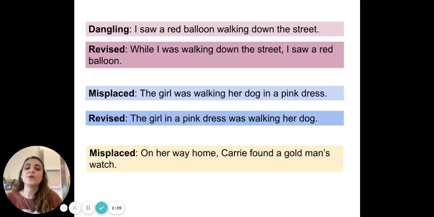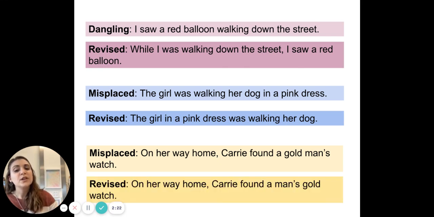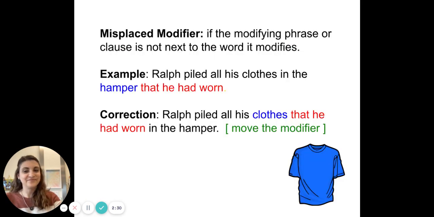And finally, on her way home, Carrie found a gold man's watch. So we just have one word here that acts as our modifier, the word gold. And what in this sentence is actually gold? It's probably the watch and not the man. So let's move it closer to watch. On her way home, Carrie found a man's gold watch. Now, all of these sentences make much more sense.